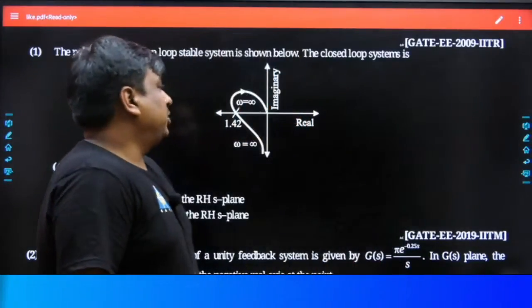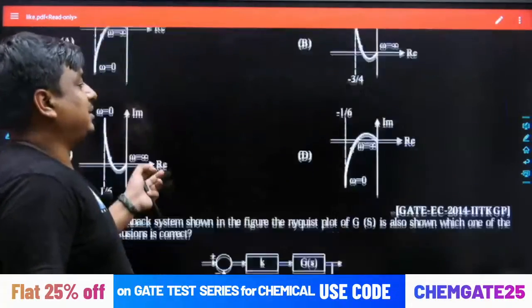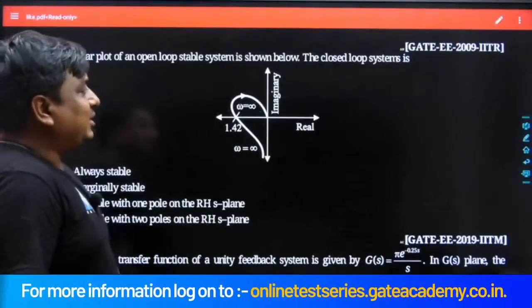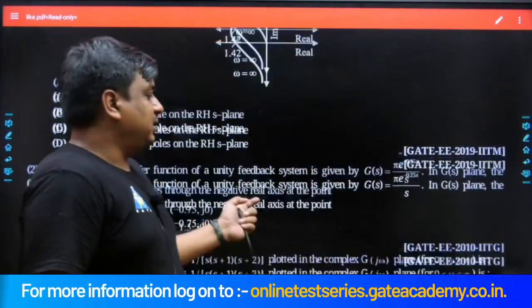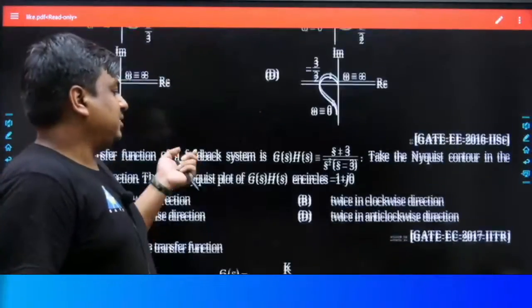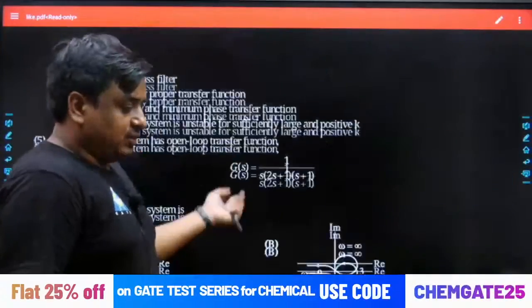The agenda behind today's video is to take a few questions based on the concept of Nyquist stability. The different varieties of problems which we have brought in today's class come from electrical as well as instrumentation as well as electronics. So more or less, we are going to create a good idea of the Nyquist plot in today's class.